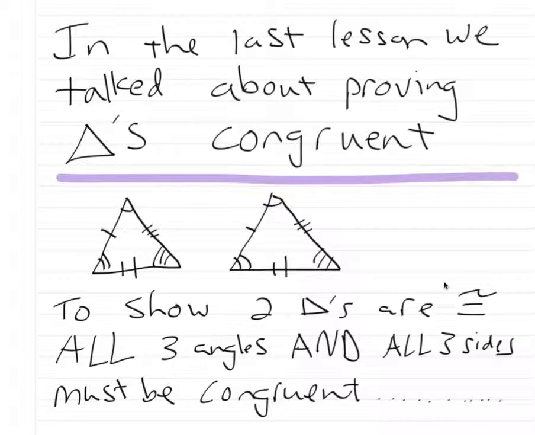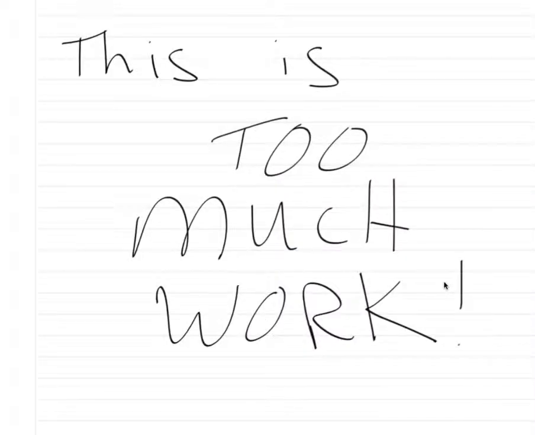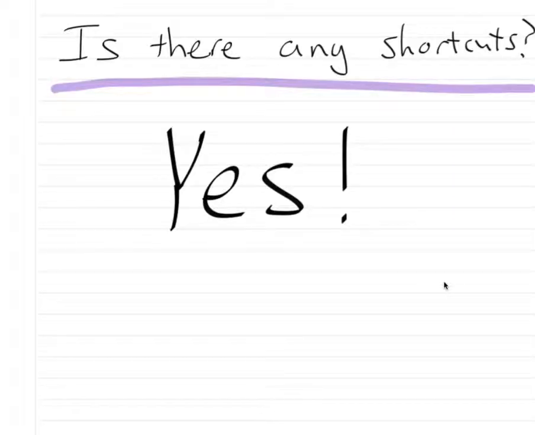This seems like a lot of work. You have to show three angles and three sides from one triangle are congruent to three angles and three sides from another triangle in order to show they're congruent. Wow. This is way too much work. And this leads me to ask, is there an easier way? Are there any shortcuts? I have good news for you. There are many shortcuts, and today I'm going to show you two of them.